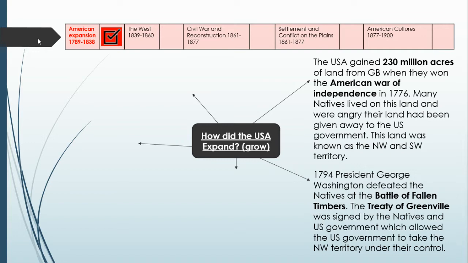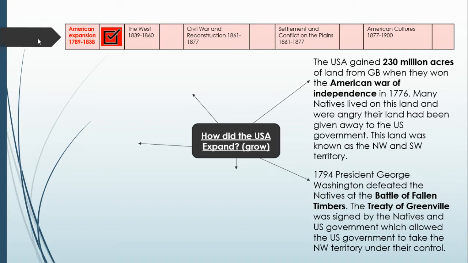In 1794, President George Washington, who, remember, was one of the original founding fathers who developed the Constitution, decides that he's going to fight the natives for particular land in America. And this battle becomes known as the Battle of Fallen Timbers. The Americans win this battle, and as a result of that, we see something called the Treaty of Grenville, which is signed by the natives.